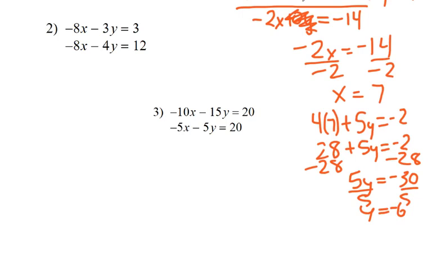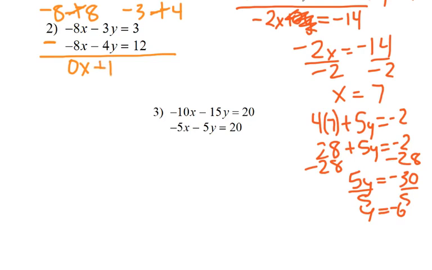Again, same idea. They're all lined up already, right? X's, Y's. Now, if I add a negative 8 and a negative 8, it's not going to get rid of it, nor is it going to get rid of the Y's. So in this case, I subtract. Because a negative 8 minus a negative 8, that's like positive, would give me 0x. Negative 3 minus negative 4, it's like plus. So plus 1y equals 3 minus 12, which would be negative 9. So I get 1y equals negative 9, basically y equals negative 9.